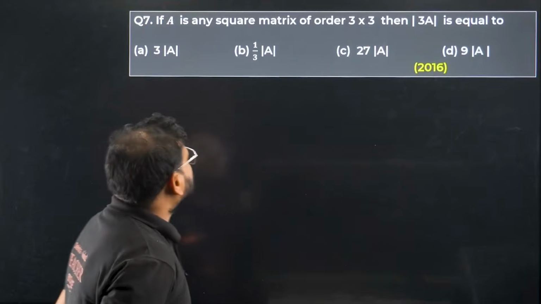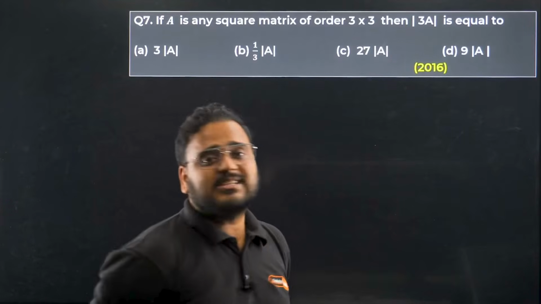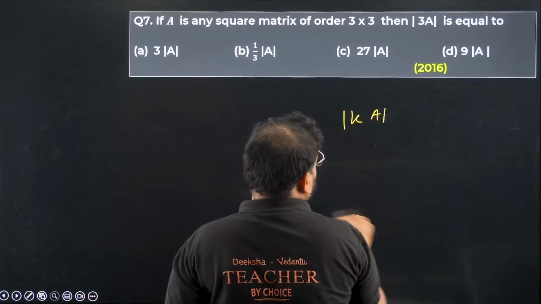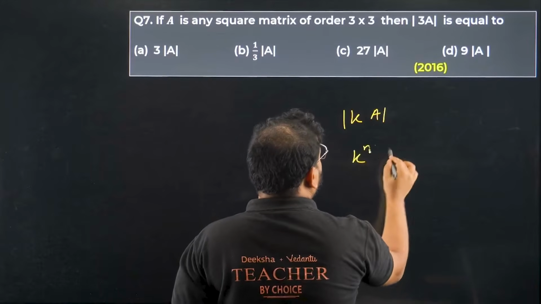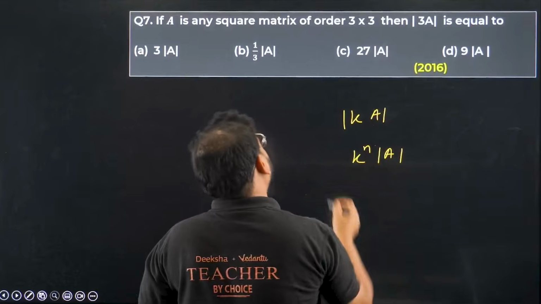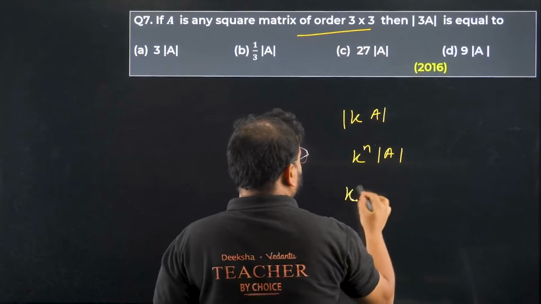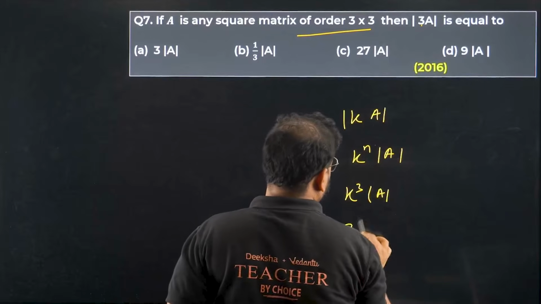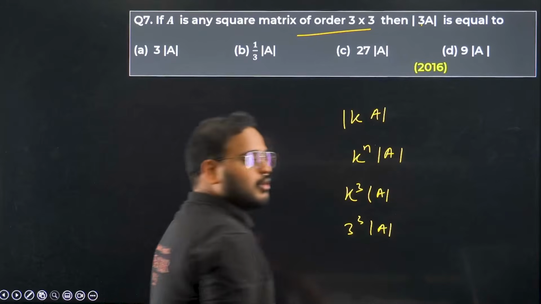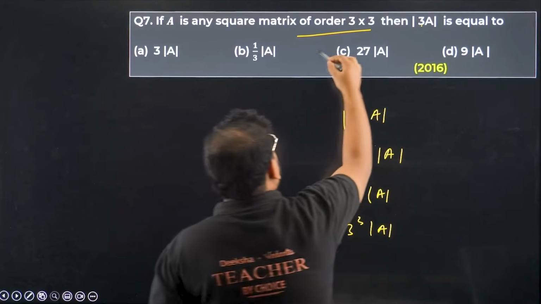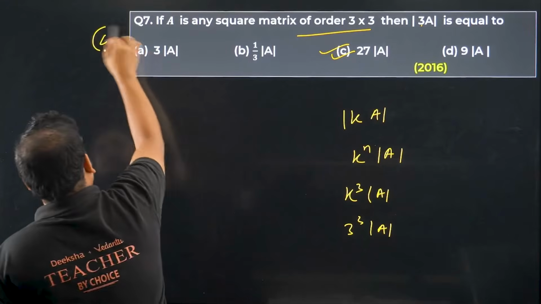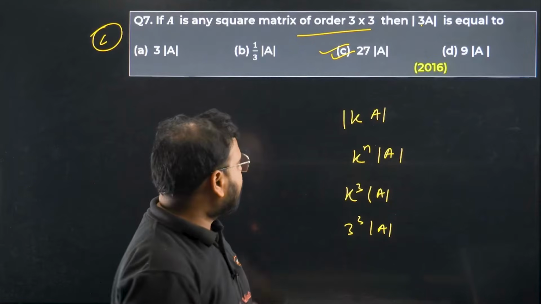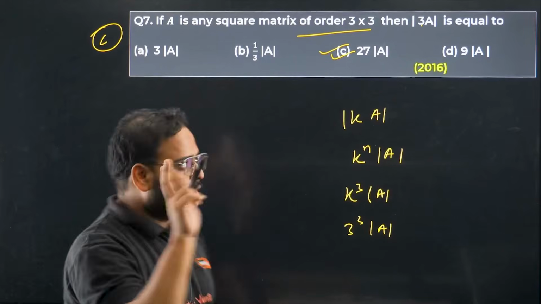If A is any square matrix of order 3 cross 3, then what is the determinant of 3A? We know the property: determinant of kA becomes k power n times determinant A. What is n? n is the order. So k power 3 determinant A. What is k here? k is 3. So 3 cube determinant A. How much is that? 27 determinant A. Know the property. Tick the answer in 2 seconds: 1 second to remember the property and 1 second to apply it. A 2 second problem, right?